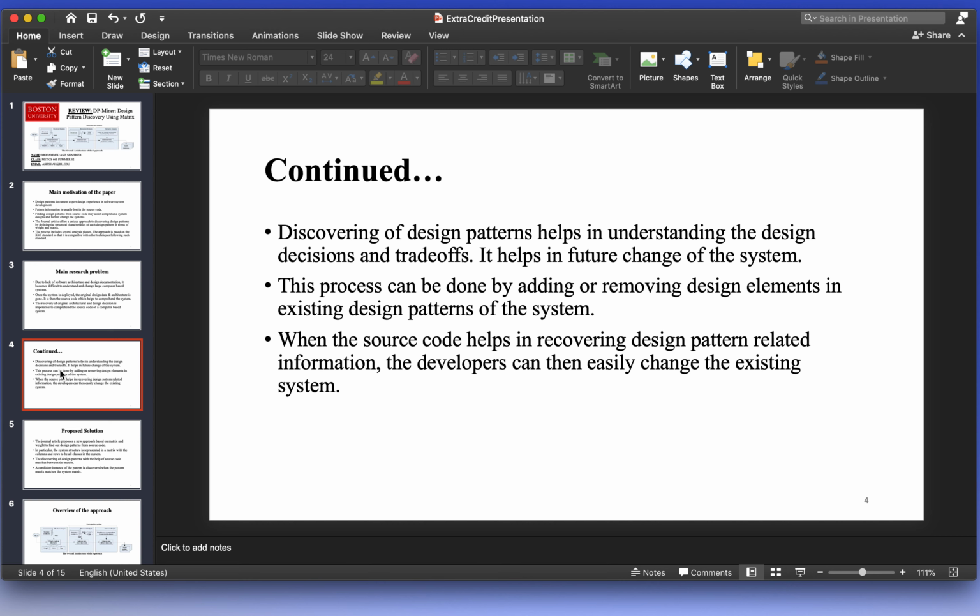Hence, discovering of design patterns helps in understanding the design decisions and trade-offs. It is helpful in future change of the system. This process can be done by adding or removing design elements in existing design patterns. When the source code helps in recovering pattern-related information, the developers can then easily change the system.